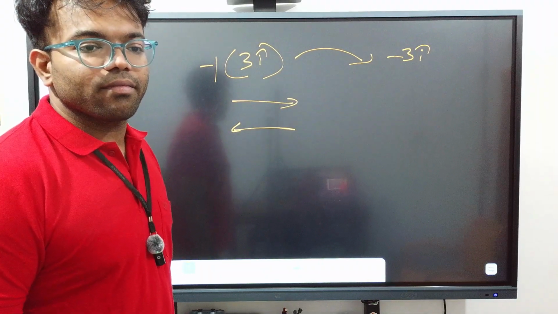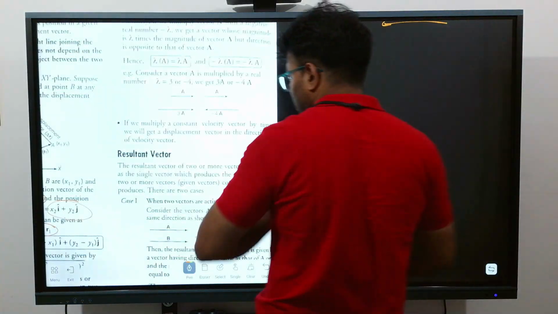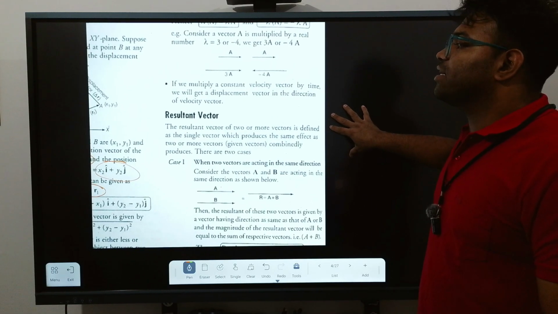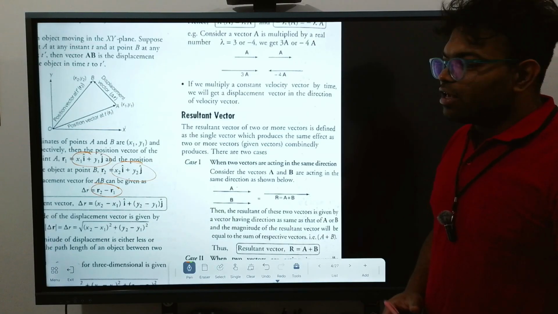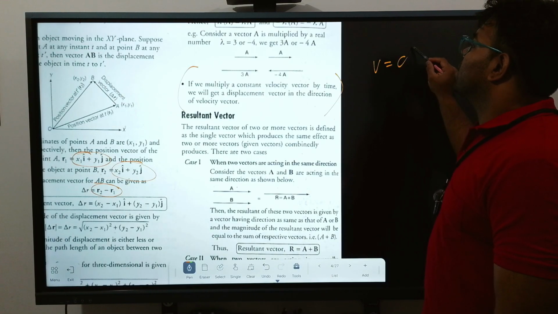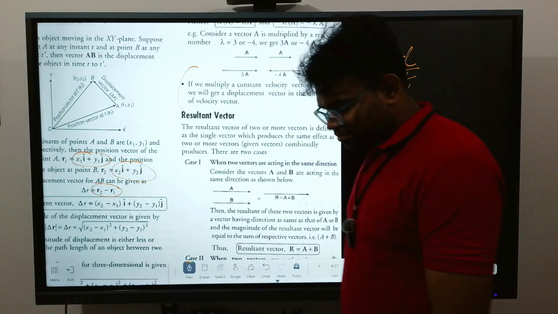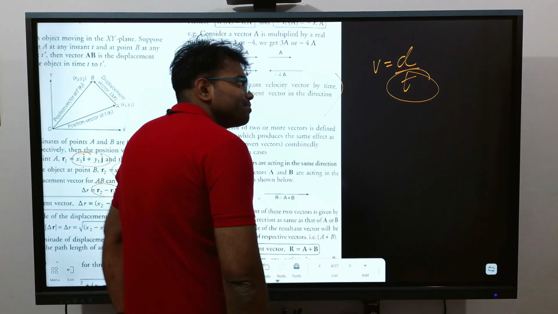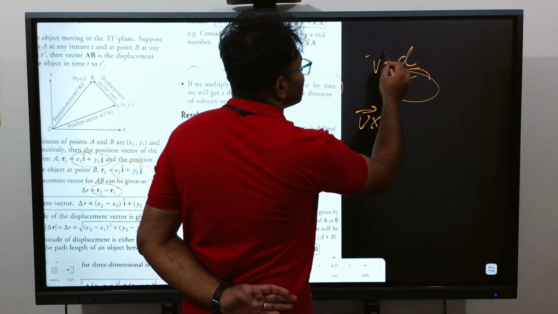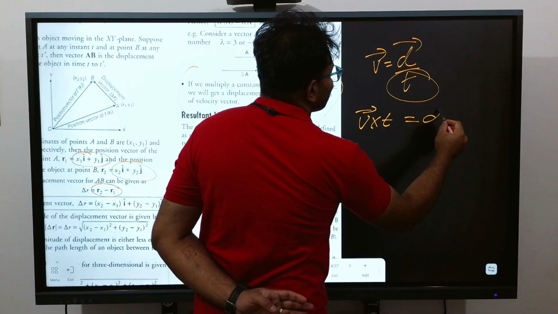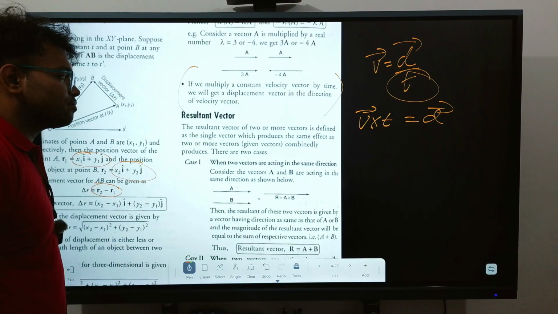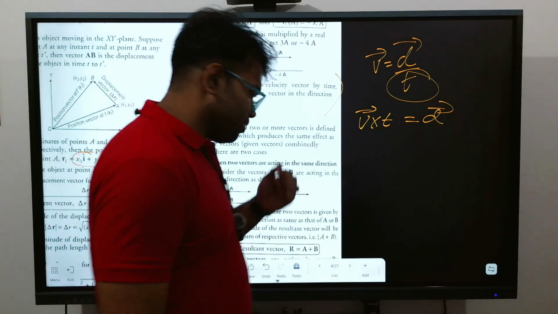Clear? Okay. Next. If we multiply a constant velocity vector by time, we get a displacement vector in the direction of the velocity vector. You know what this is trying to say? We know that velocity is equal to displacement upon time, and time is a scalar quantity. So if you multiply the velocity vector with time, you get the displacement vector. Okay, clear?